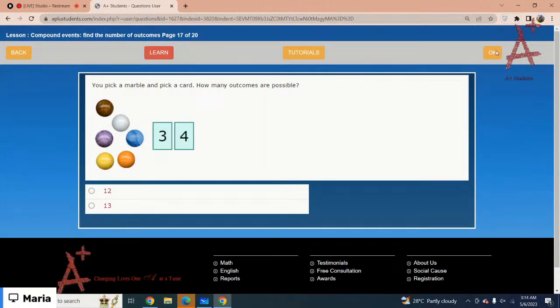You pick a marble and pick a card. How many outcomes are possible? So you have 6 outcomes for the marble and 2 outcomes for the card. So it would be 6 times 2. That means the total outcomes are 12.